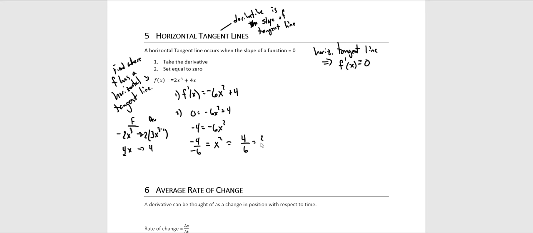We should call this 2/3. My bad. And then we're going to set x squared equal to 2/3, so that x equals plus or minus the square root of 2/3.